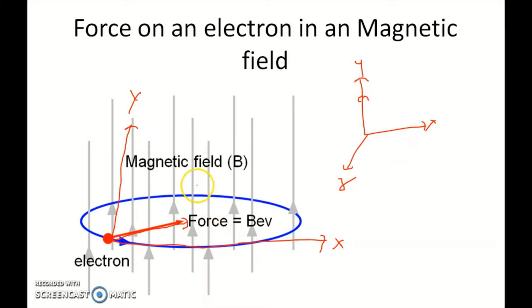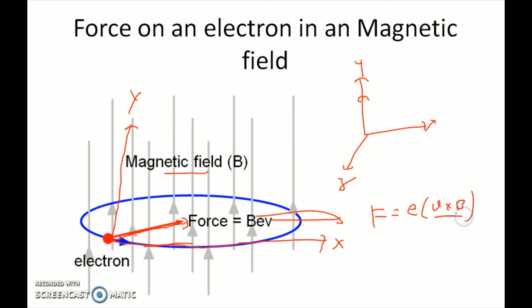That means here the magnetic field is perpendicular to the electron direction, and the force acting on an electron due to this magnetic field is also perpendicular to both the electron movement and the magnetic field direction. So this formula can be exactly given as: the force acting on an electron in a magnetic field is given as e of v cross B.